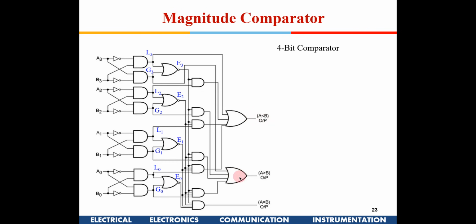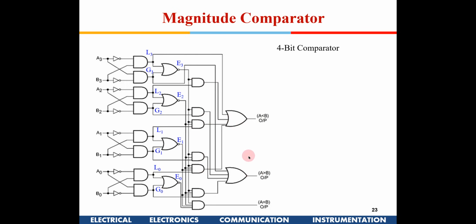Similarly, for A greater than B, you are taking this greater signal. This is the most significant bit, so it goes straight into the OR gate, or you are taking this equal signal to an AND gate with G2 and getting it to this OR gate, or you are taking E3 and E2 to this AND gate with G1, and then getting to the OR gate, or you are taking E3, E2, E1 to this AND gate, right? And then you are taking G0 here and getting into the OR gate. So you see this circuit, this is how it can be expanded to N bits.